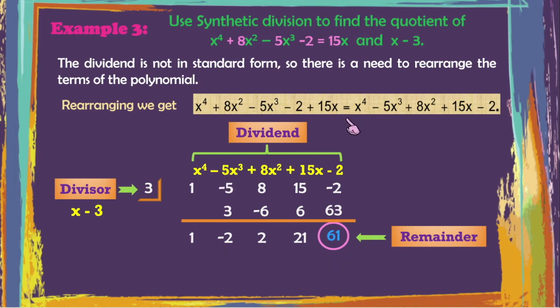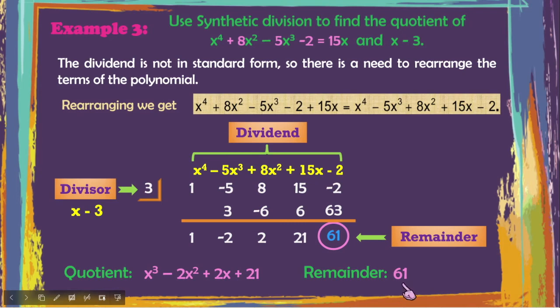So since the degree of the dividend is 4, therefore the degree of our quotient should be 3. So the quotient here should be x cubed minus 2x squared plus 2x plus 21. So the degree of the quotient should be 3. It's 1 degree lower than the degree of the polynomial dividend, which is 4. So the remainder is 61.